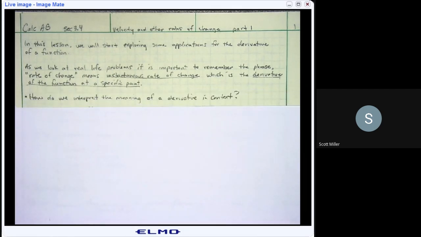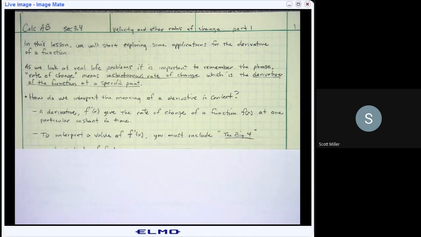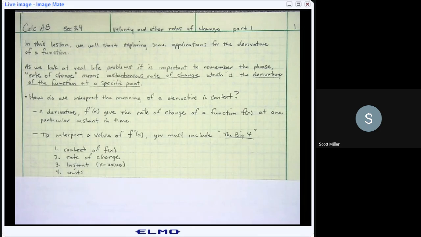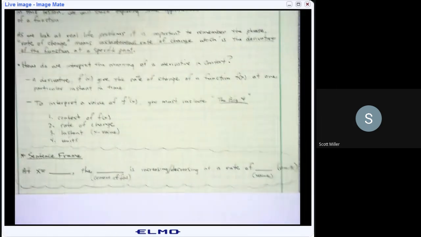How do we interpret the meaning of a derivative in context? A derivative, f prime of x, gives a rate of change of a function, f of x, at one particular instant in time. To interpret the value of f prime of x, you must include the big 4, which is context of the function, the rate of change, the instant that it occurred, so whatever the x value is that they gave you, and then your units. There's a sentence frame that we're going to use to help us write this out.